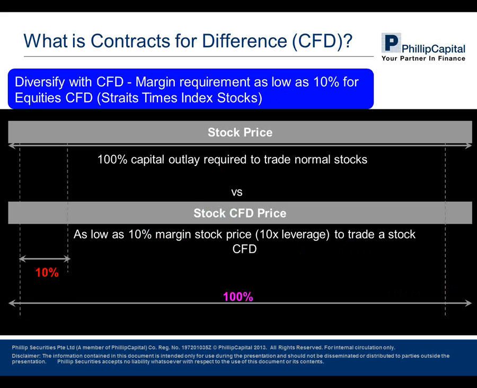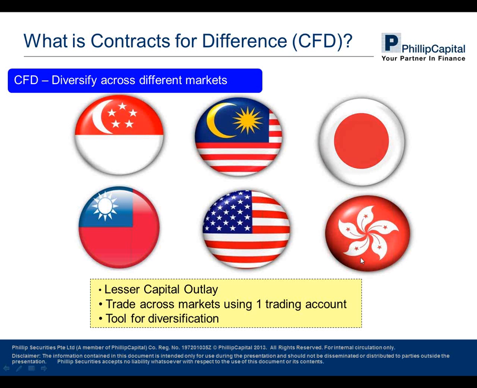A lot of people ask us, what is leverage? For example, for normal stocks you will have to give the whole full contract value in order to trade. Whereas for stock CFD, you only have to fork out as low as 10% margin for the same stock. The fact that there's low capital outlay means that you can diversify across different markets. As you can see from this slide, we have equities and indices CFDs for you to long and short in Singapore, Malaysia, Japan, Taiwan, US, and even Hong Kong. So it's a great tool for you to diversify your portfolio.